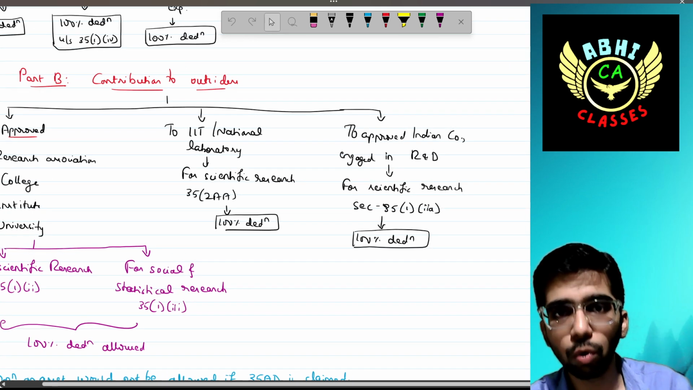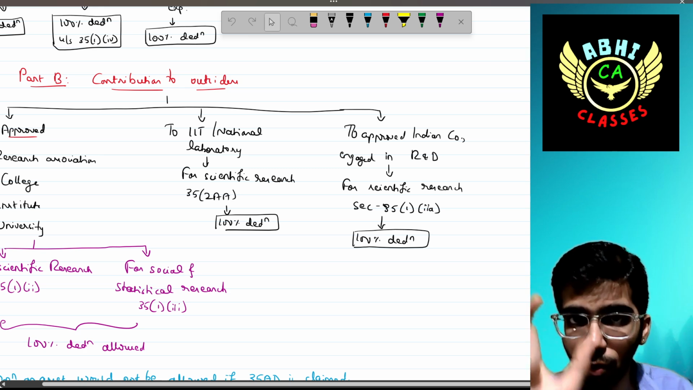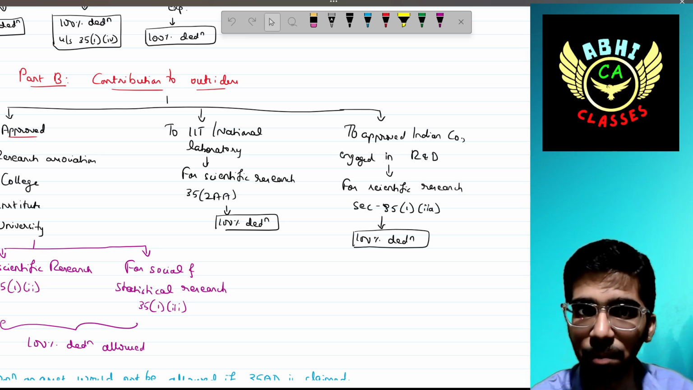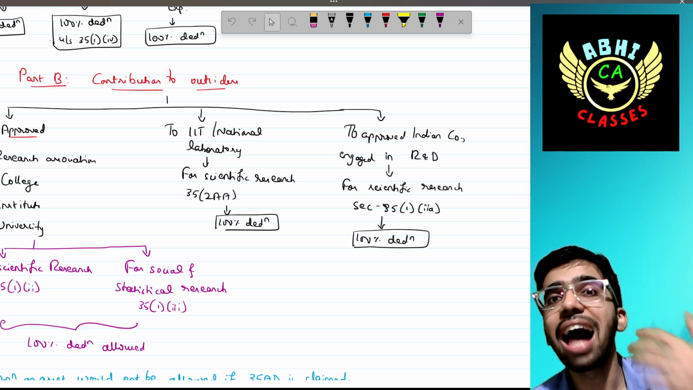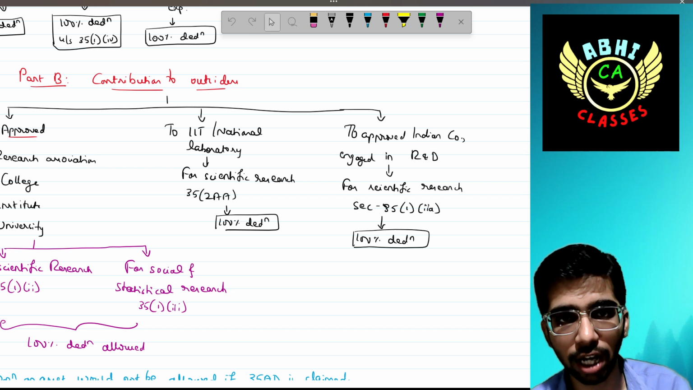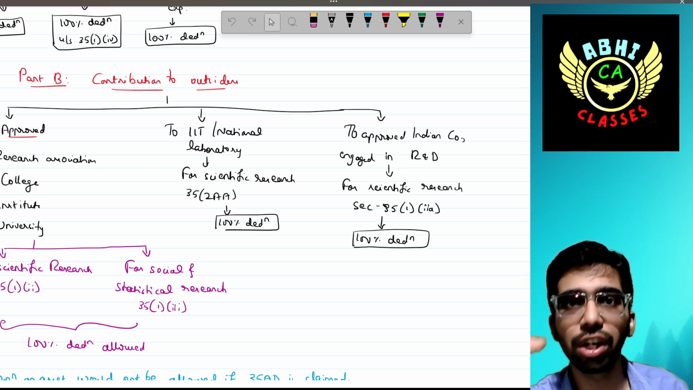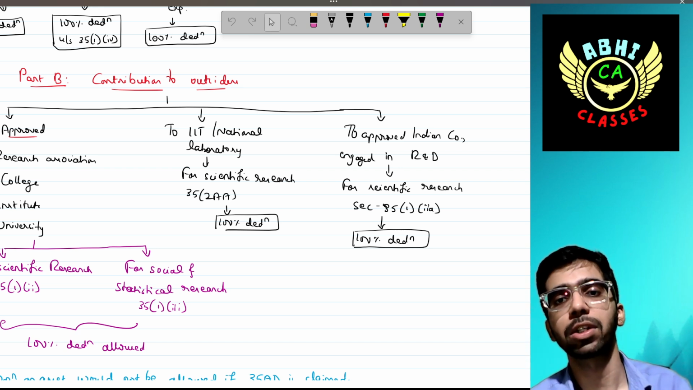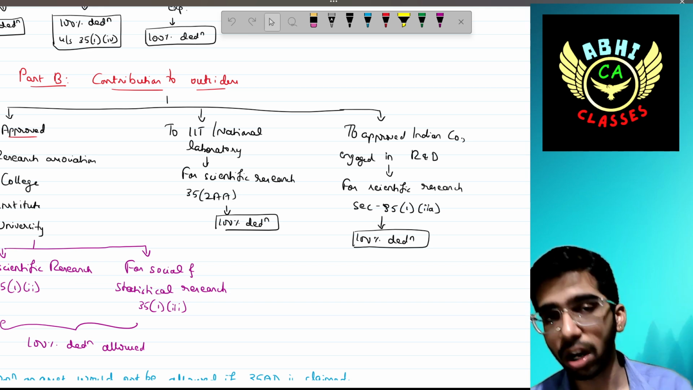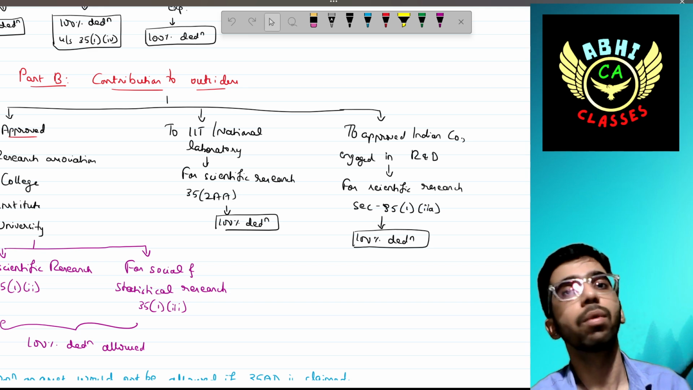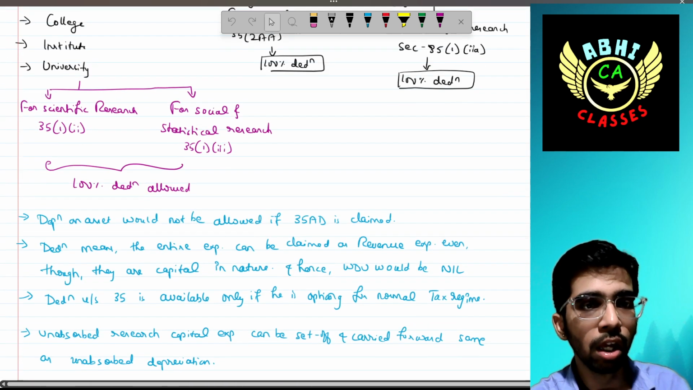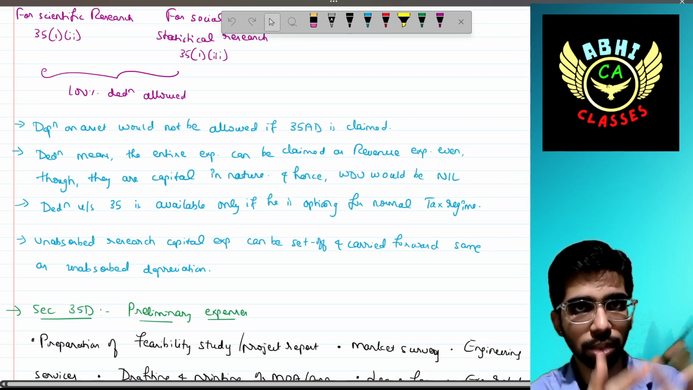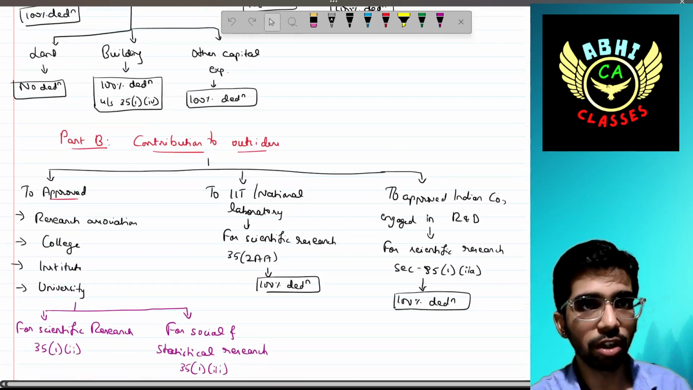Two, if you are contributing to an approved Indian company, this word is very important. An approved Indian company engaged in R&D, research and development activities only for scientific research, then also 100% deduction would be available. If it is a foreign company, then no deduction would be available. Okay. Next, there are some key points with respect to this scientific research section.